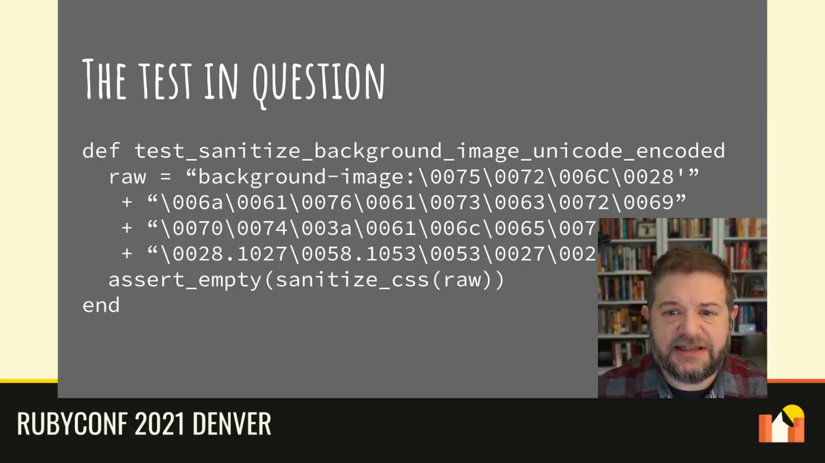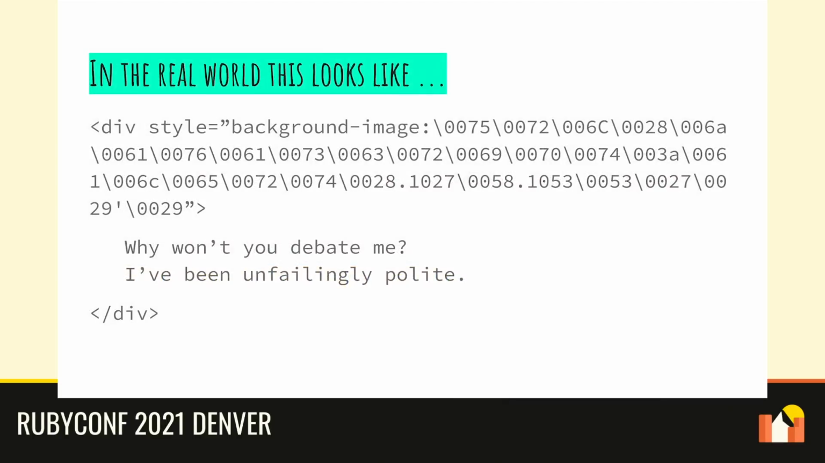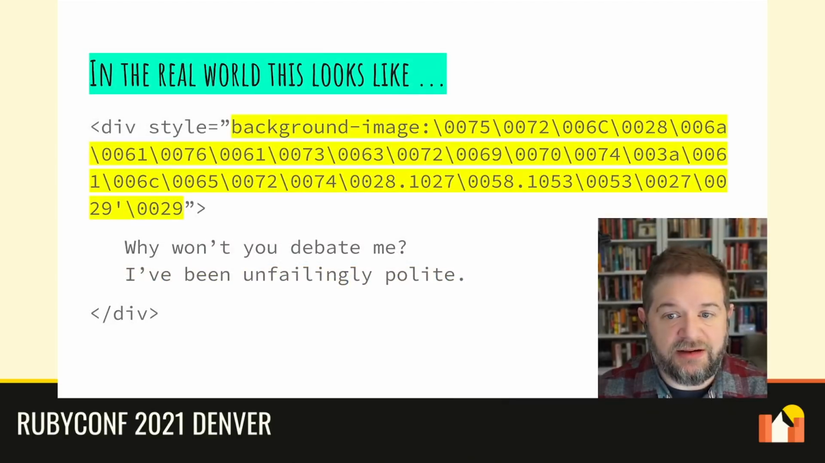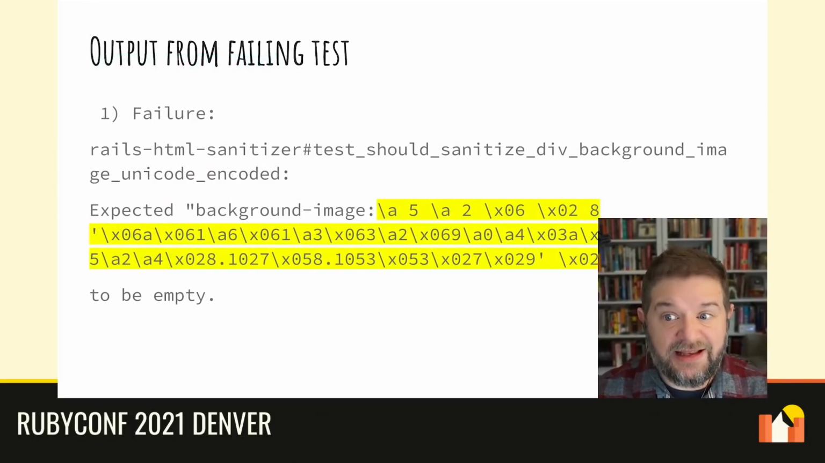So let's take a look at the test in question. This test is pretty gross, but not that complicated. We have a background image CSS property string, and the test is saying that when it is sanitized, it should be removed entirely. Real world example, imagine we have this blog post comment with background image blah. We should remove it. That's it. And the test is failing because it's saying that that is not being removed.